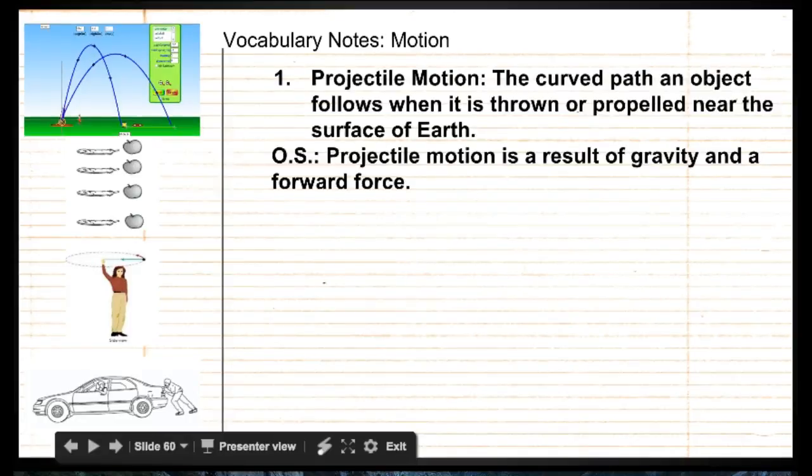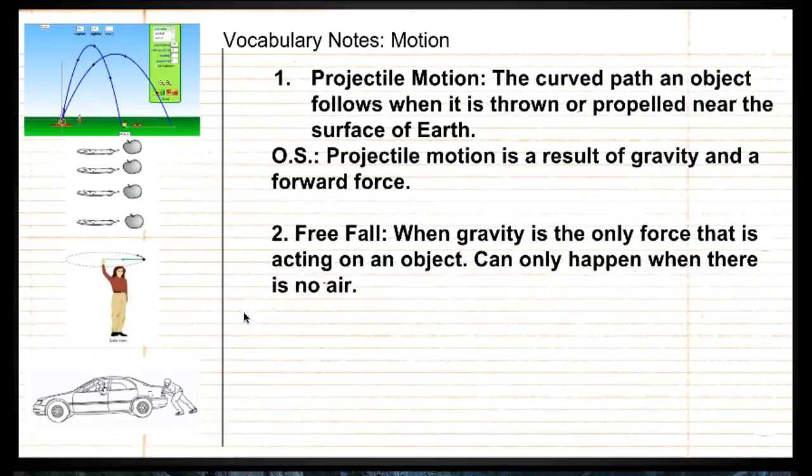Alright, moving on to 2. Freefall. We talked about freefall. We actually never used the actual term, but freefall is when gravity is the only force. It's an unbalancing of forces when gravity is the only force acting on the object. It can only happen when there is no air, so in a vacuum chamber or in outer space you can see freefall. This is the picture you draw.